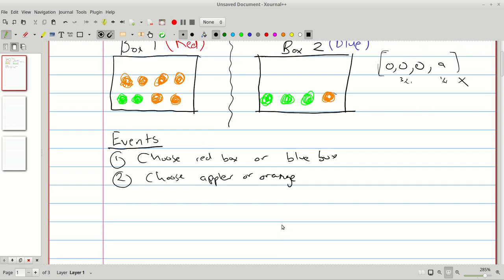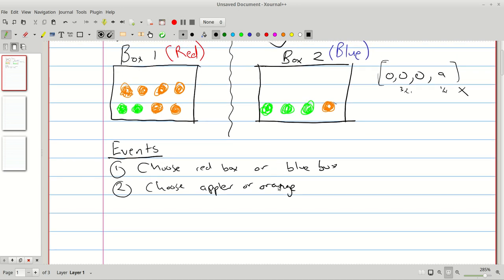Since this has probability involved with it, with some probability we might choose red or blue, and with some probability we might choose apple or orange. So we need some way of expressing these events. These events can be expressed by what we call a random variable, right? These are terms that you'll encounter as you go into statistics and probability, and I'm just trying to explain to you what they actually mean.